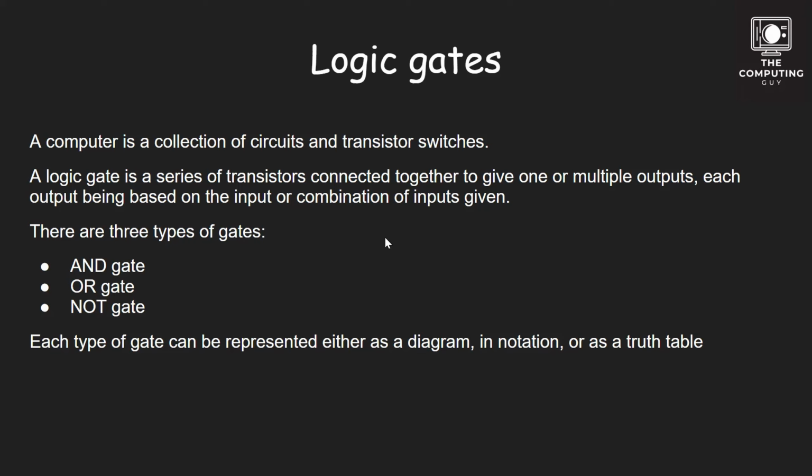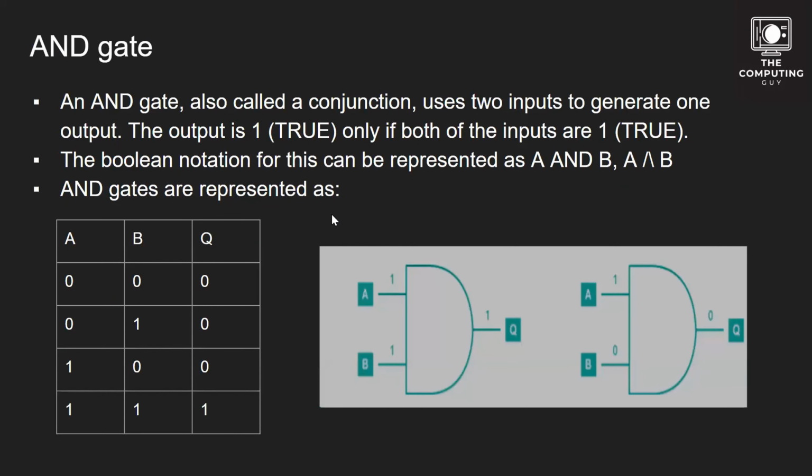So now let's take a look at some of the gates. The first gate we're going to look at is the AND gate. Just like the word "and" suggests in the English language, it means a combination. So if person A and person B needed to be in the room for the light to be on, we need both people there. More specifically, an AND gate, also called a conjunction, uses two inputs to generate an output. So the output is only true if we have both inputs.